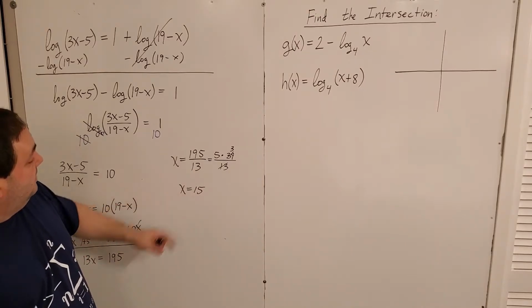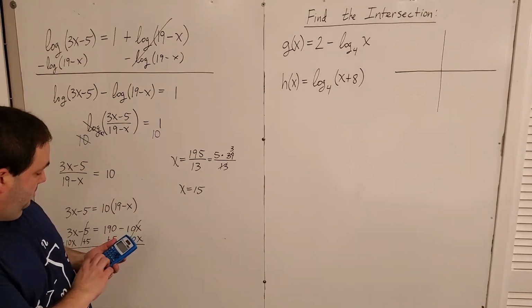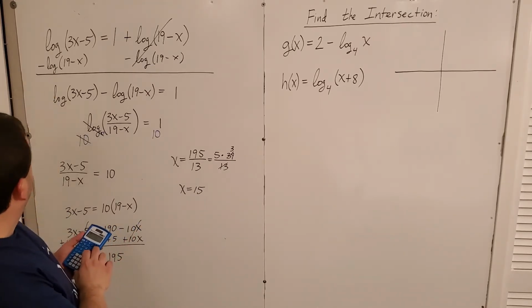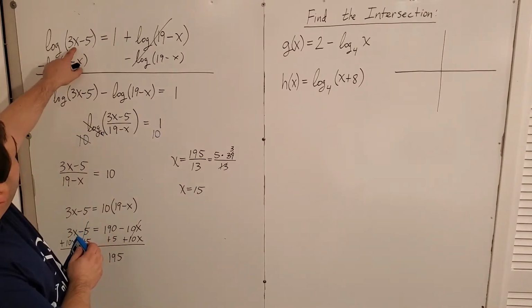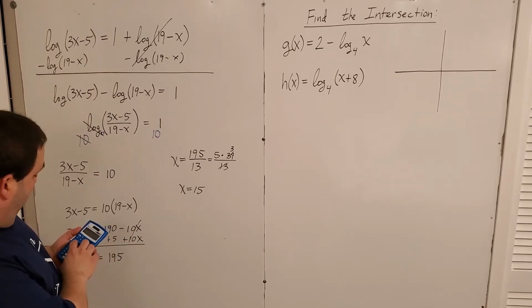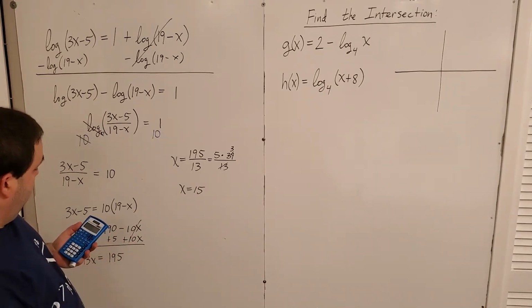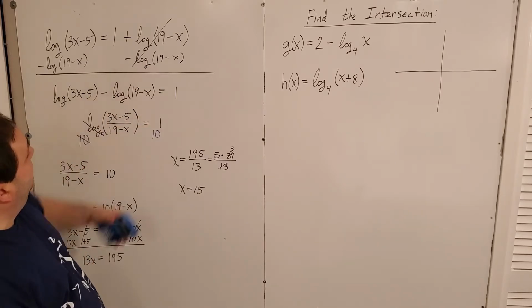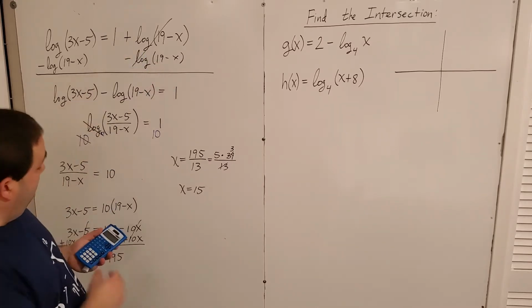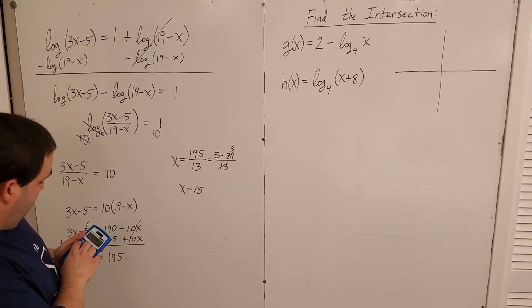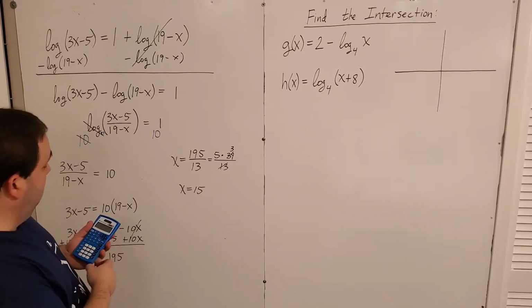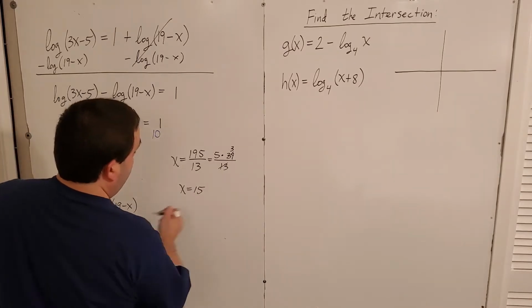So I'm gonna take the 15 here, and I'm gonna plug it in. So I've got 3 times 15 is 45, minus 5 is 40, right? And log of 40 works, right? 1.6. Over here, I've got log of 19 minus 15, which is really just log 4. So 1 plus log 4. Still also 1.6, right? So it does work. It is a good solution there. Okay.